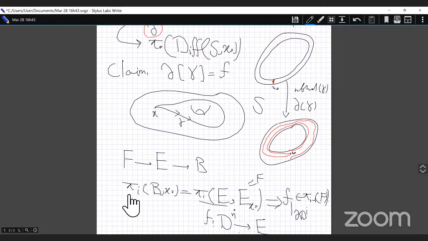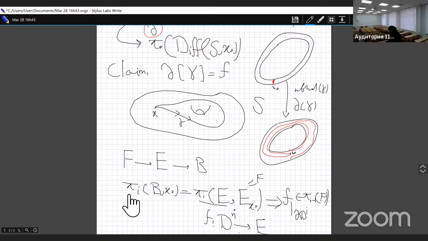Okay. So what we get is a map which is the identity in the mapping class group of the cylinder, but it's not the identity in the mapping class group of the cylinder, comma X naught.